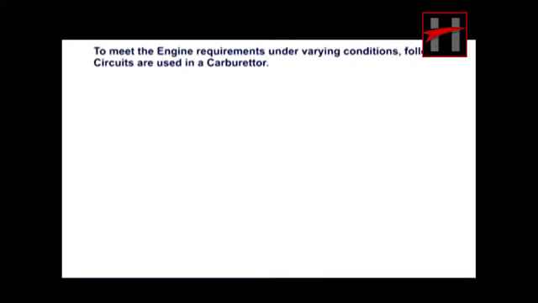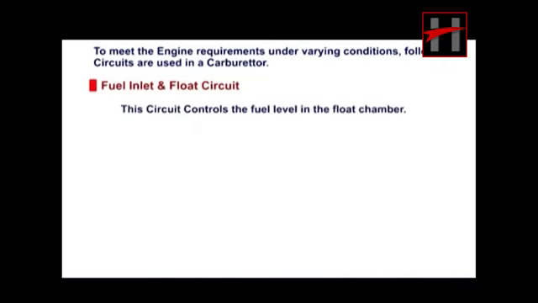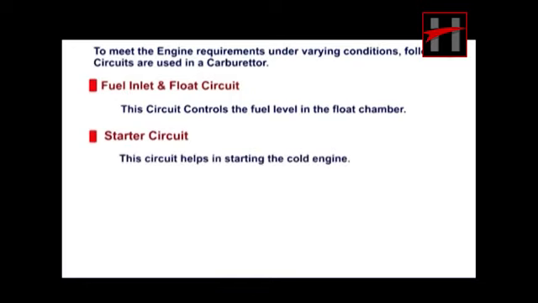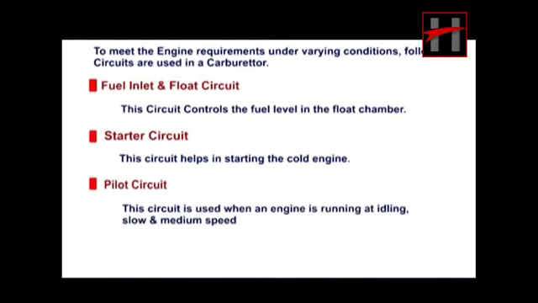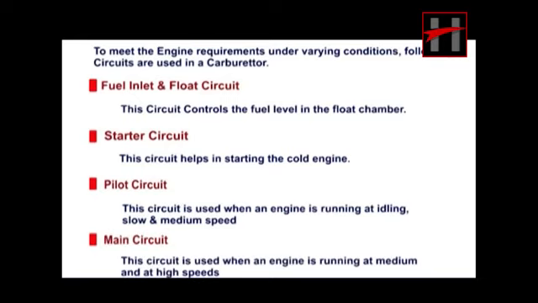To meet the engine requirements under varying conditions, the following circuits are used in a carburetor. Fuel inlet and float circuit: this circuit controls the fuel level in the float chamber. Starter circuit: this circuit helps in starting the cold engine. Pilot circuit: this circuit is used when an engine is running at idling, slow and medium speed. Main circuit: this circuit is used when an engine is running at medium and at high speeds.